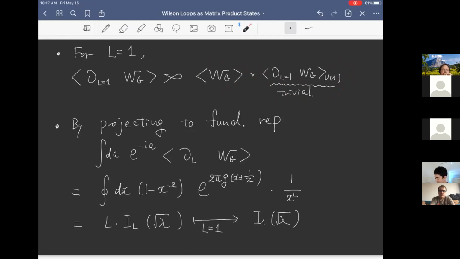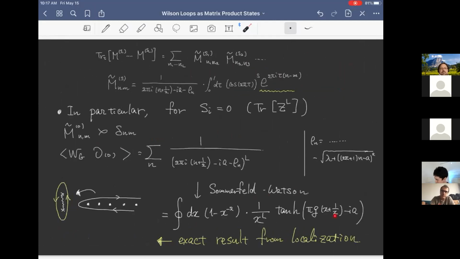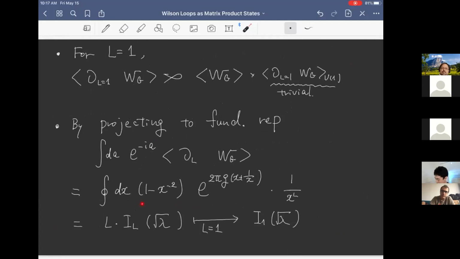And another comment is that if you want to project onto the fundamental representation, you can simply do it by doing the a integral. You can do it at the level of this integral of x, and that gives you this expression. If you evaluate, this gives you a Bessel function. And if you further set it to 1, you get the famous result for the circular Wilson loop, which is like a Bessel I_1. Okay, so this was an application for the BPS operator.